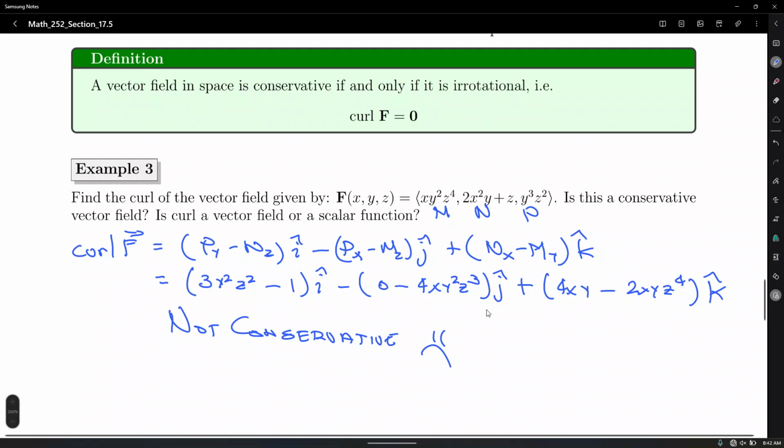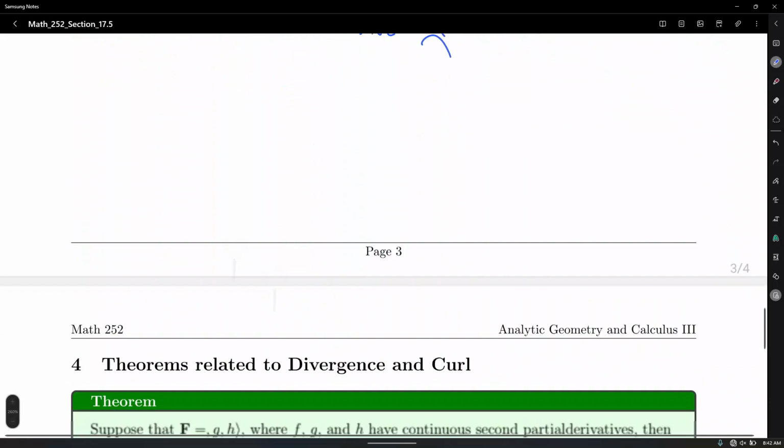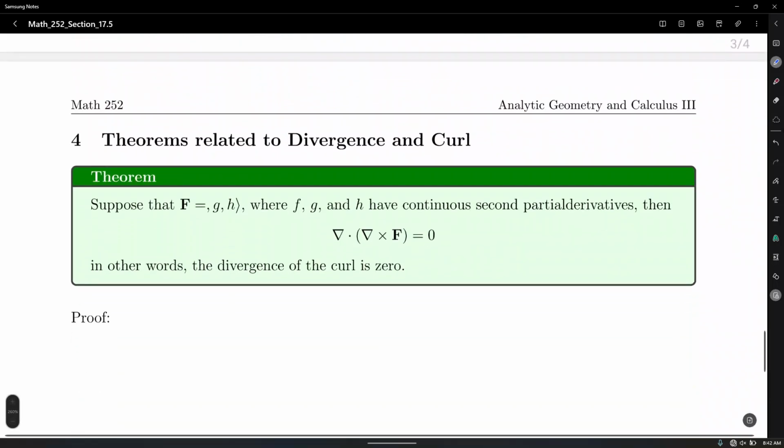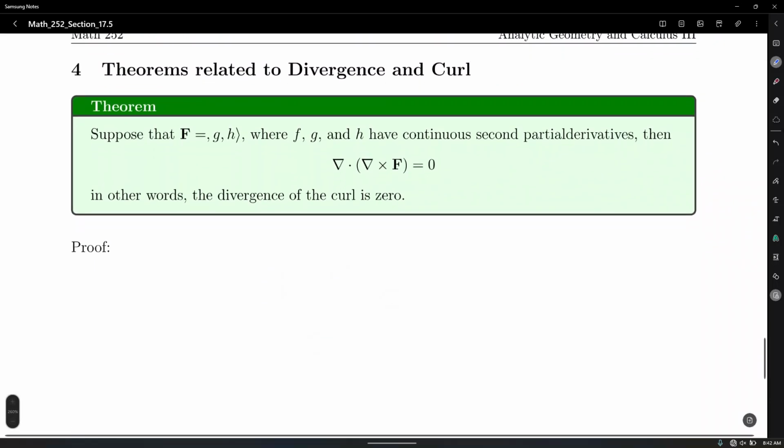All right. Wait, that's about it, right? Oh, theorems related to divergence and curl. You know what? I'm going to skip that, and actually I'm going to remember that quiz I gave you with the blank integrals? Expect another one.